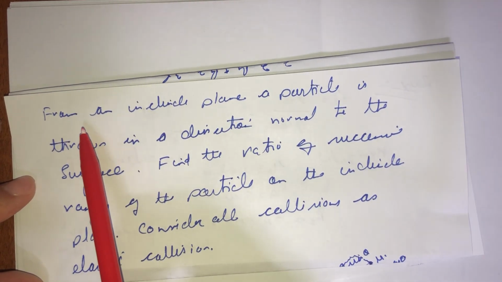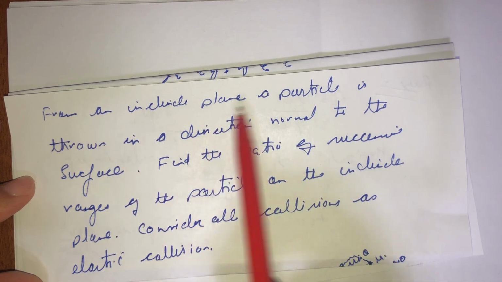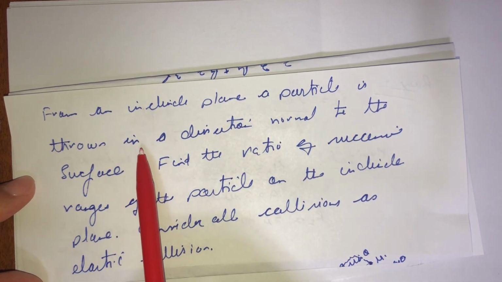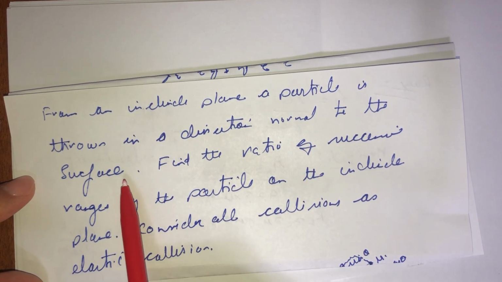So next question is: from an inclined plane a particle is thrown in a direction normal to the surface. Find the ratio of successive ranges of the particle on the inclined plane. Consider all collisions as elastic collisions.